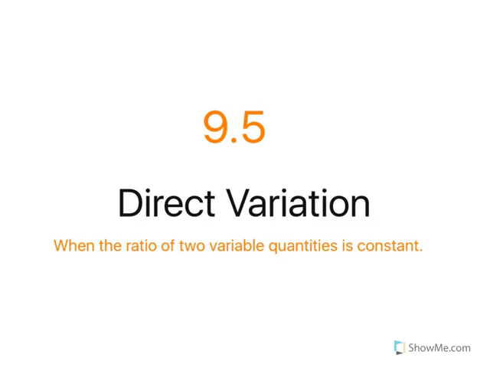This lesson is on section 9.5 titled Direct Variation. A direct variation is when the ratio of two variable quantities is constant. So it's a constant relationship. That's going to be a pattern throughout this lesson.